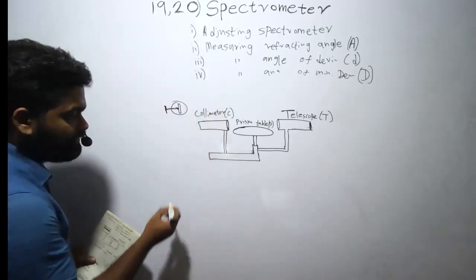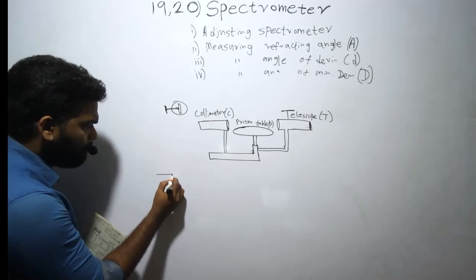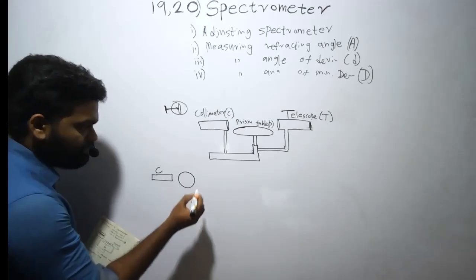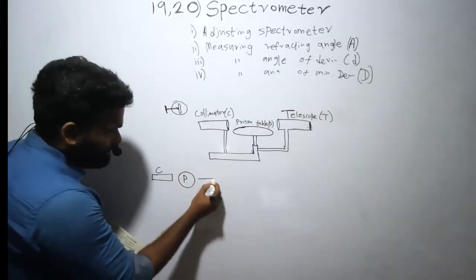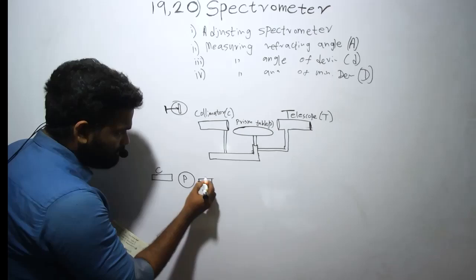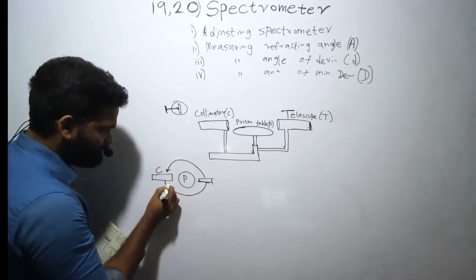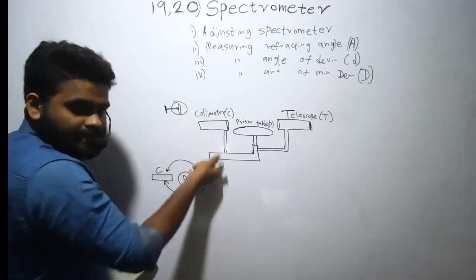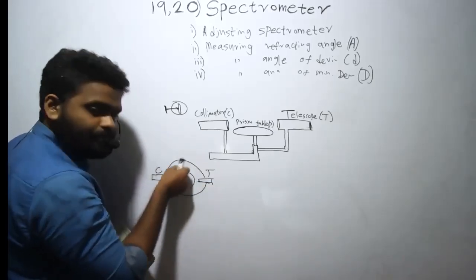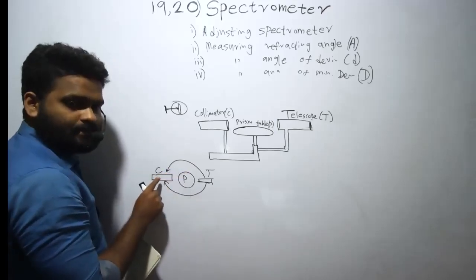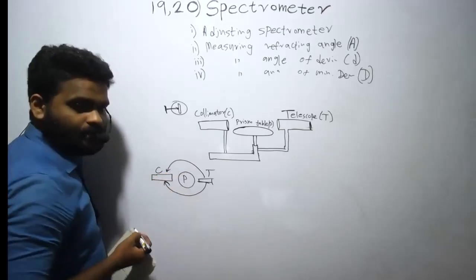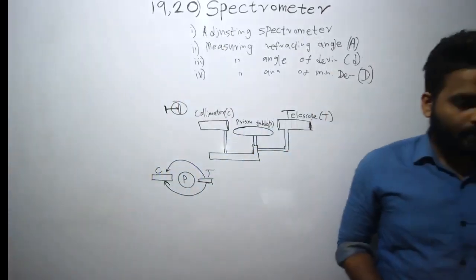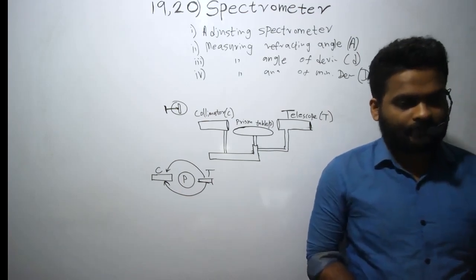So it is like this, right? You have the collimator here. Then you have the prism table. Around the prism table, this telescope can be moved like this, 360 degrees around the prism table. But the collimator is fixed, right? You can draw this as well. Okay.